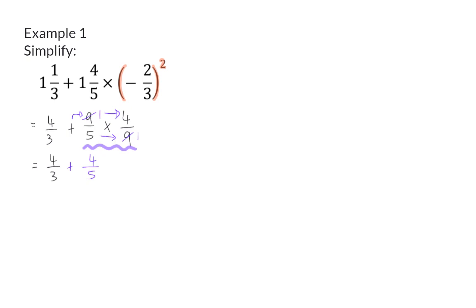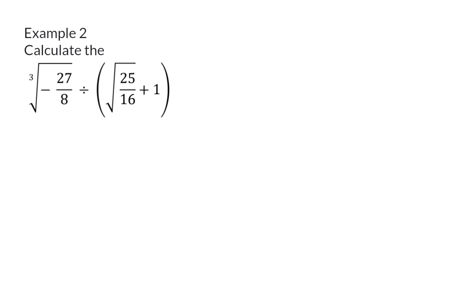Next, when I want to add, I need to get a common denominator, and for 3 and 5 that will be 15. If I now get the equivalent fractions for each of these fractions with a denominator of 15, the first fraction will be 20/15, and the second fraction I multiply by 3 to get 12/15. When I finally add up the values in the numerator, I will have 32 over 15, which I can also choose to rewrite as a mixed number, and that will be 2 and 2 over 15.